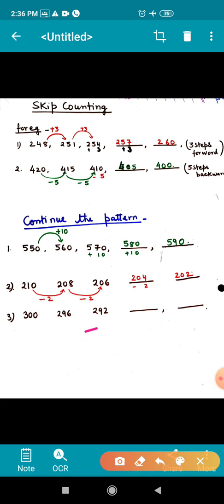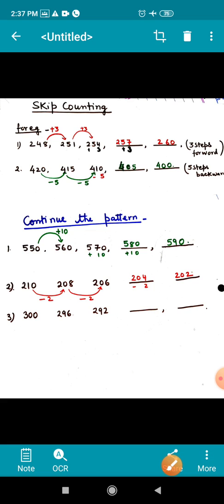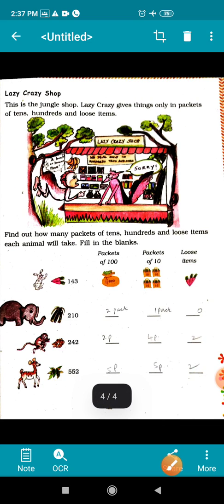Okay. So 292 minus 4. 12 minus 4, 8. 288. And when you subtract again 4 from this number, you have got 284. Children, hope that this method you all have understood. Okay. Now let us take one more sum.